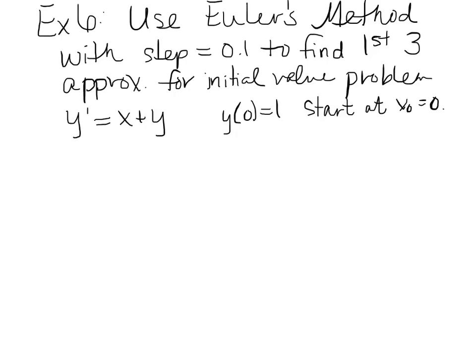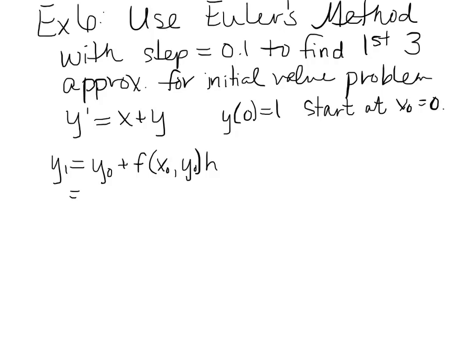So the first thing you want to do is find your y sub 1 value. And you do that by using your y sub 0 value plus your function evaluated at x sub 0, y sub 0, and you're going to multiply that by your h, or your change in x's. So now to find y sub 1, I'm going to plug in everything that I know.